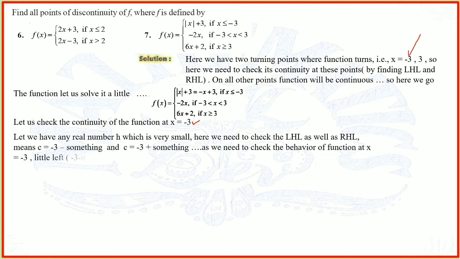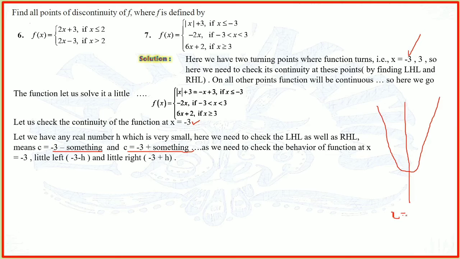Here we need to check the left hand limit as well as the right hand limit. That means x is equal to minus 3 minus h, and x is equal to minus 3 plus h. Again I explain through these two loops. This is x is equal to minus 3. When you are talking about right hand limits, you are talking about the value of the variable minus 3 plus h, the value at this particular junction, the neutral point, and then for the left hand limit it would be minus 3 minus h.